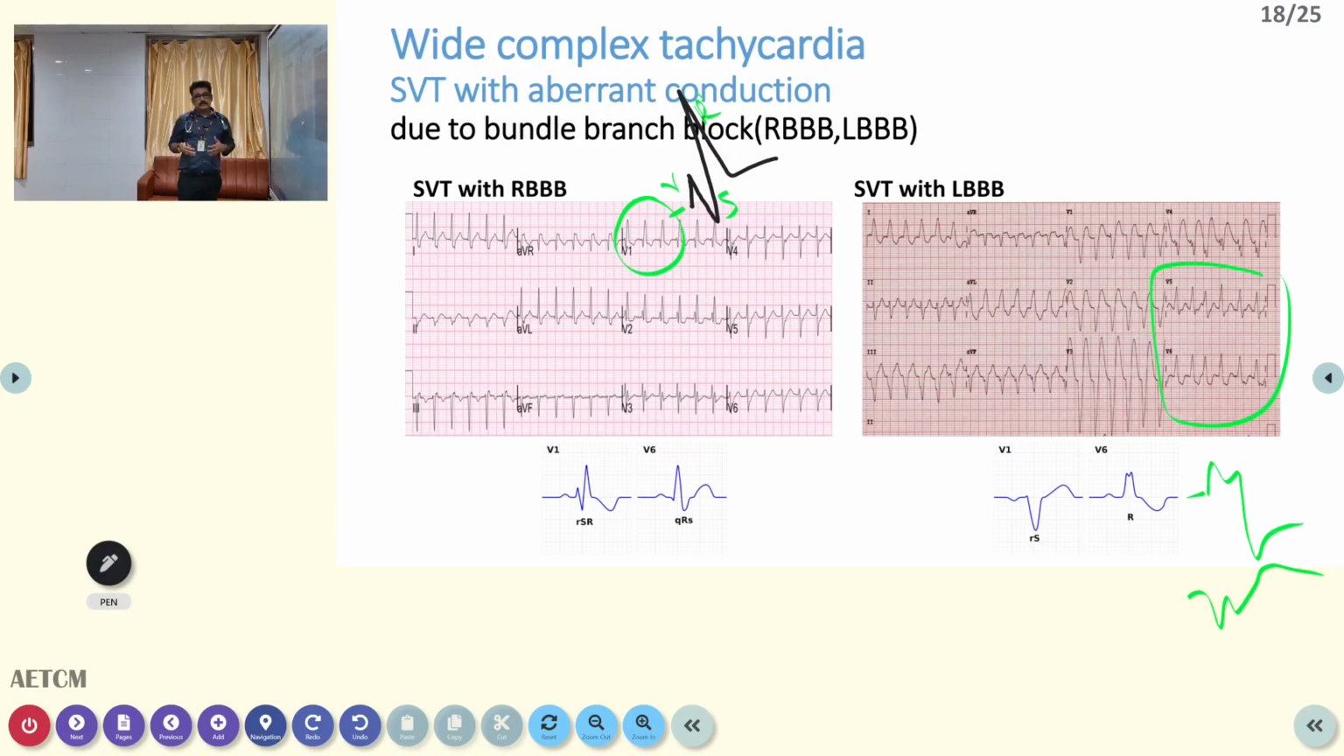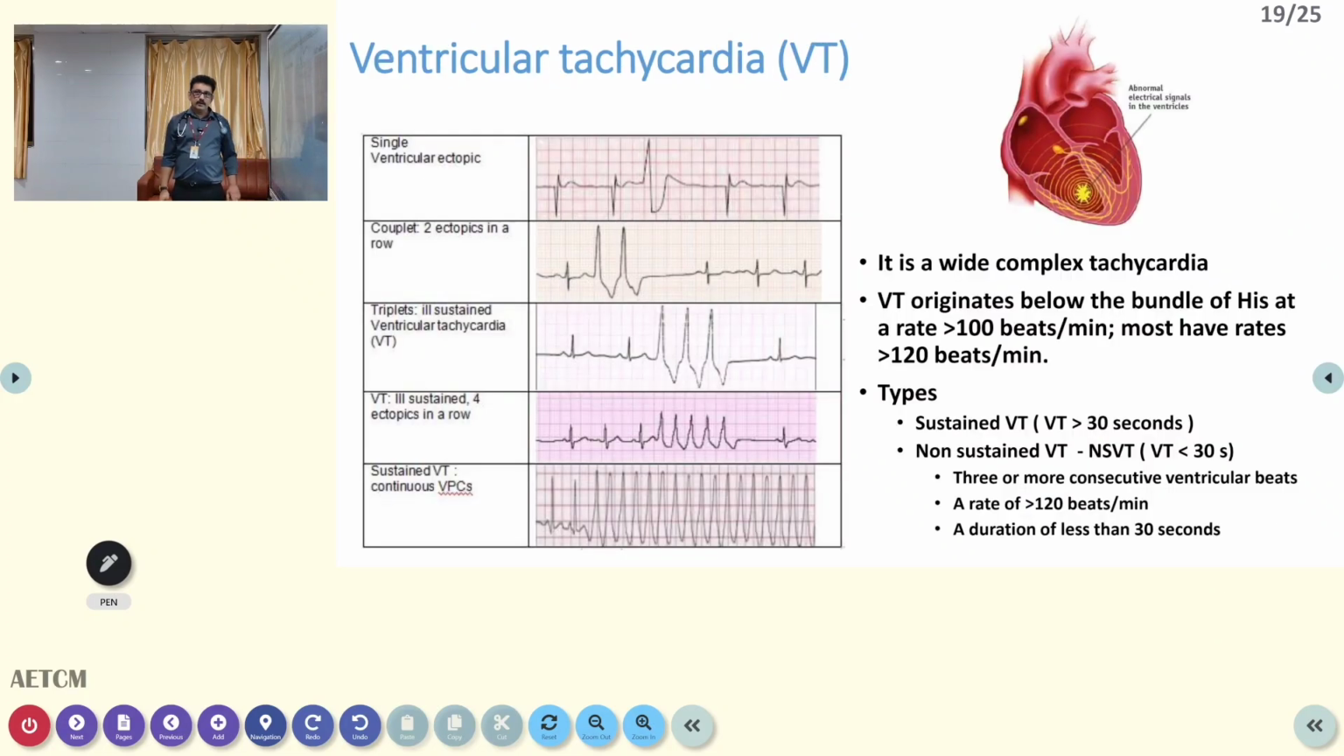But if it is, unfortunately, due to WPW syndrome, and you are using the same drug, sometimes it can aggravate. That's why in wide complex tachycardia, we always use amiodarone as the drug of choice. Now, ventricular tachycardia, we have to know in detail.